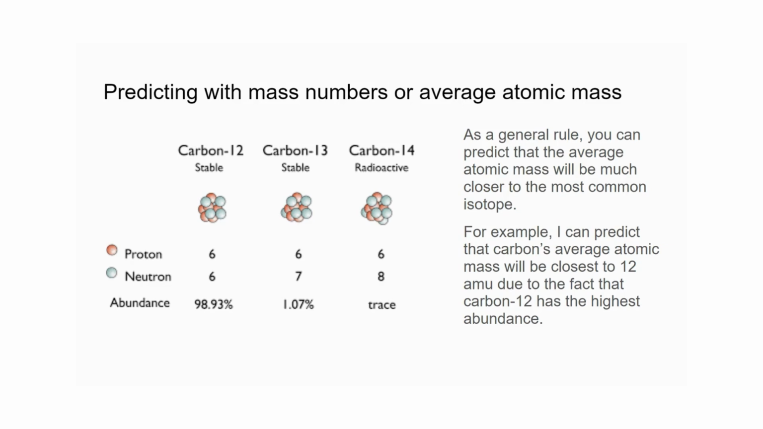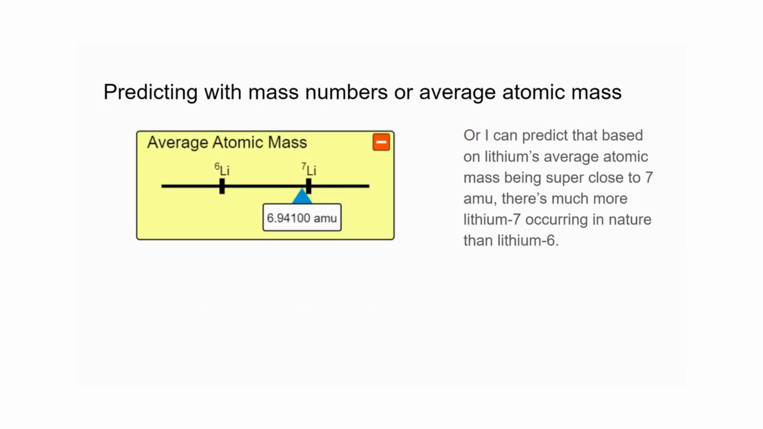You can do the opposite if you have the average atomic mass, but maybe you don't have the percentages of how much is present in one isotope versus another. If I'm looking at lithium here, I know that lithium-6 is one of my isotopes, and lithium-7 is the other. I can see from the average atomic mass that there must be a lot more lithium-7 present than lithium-6. And when I say present, it's just what's naturally occurring in nature. So that's one of those things you can do. You can do this predicting by looking at various things.